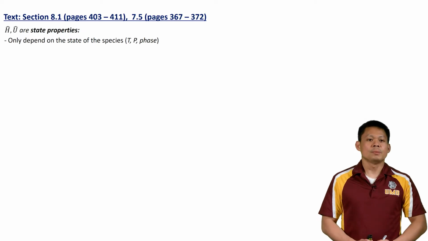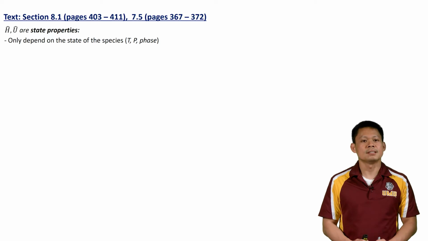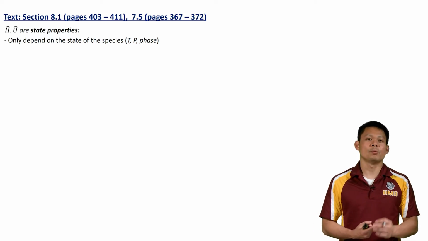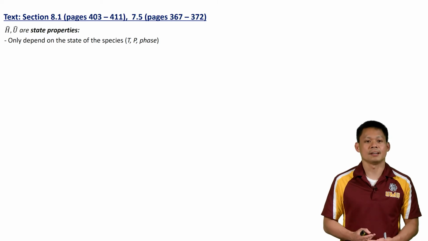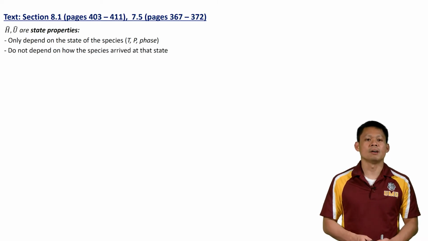So specific enthalpy and specific internal energy are called state properties, and what this means is that they only depend on the state of the species. State of the species means at what temperature and pressure and what phase they are in. And it really doesn't depend on how it got to that state. So what do I mean by that?